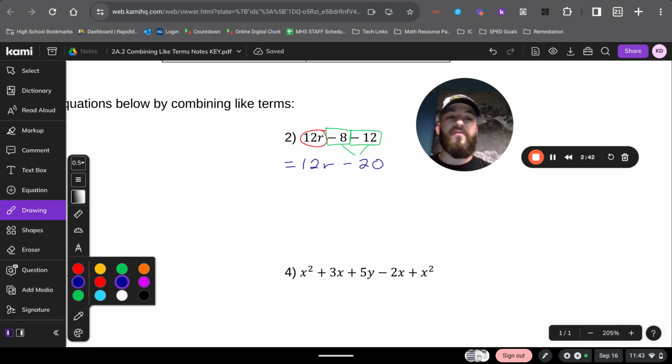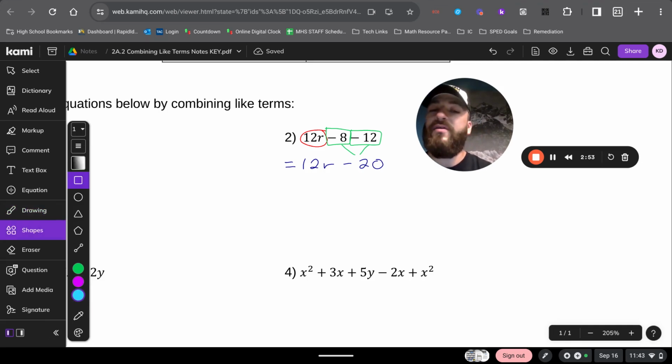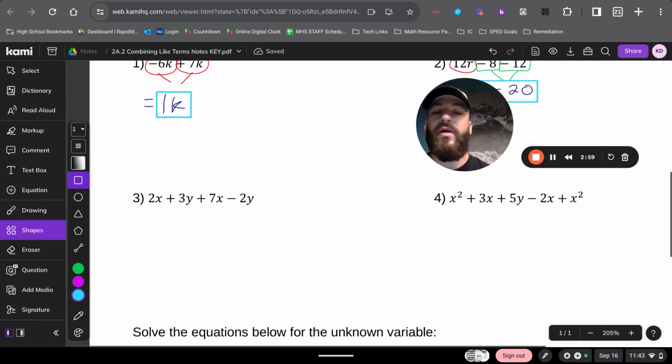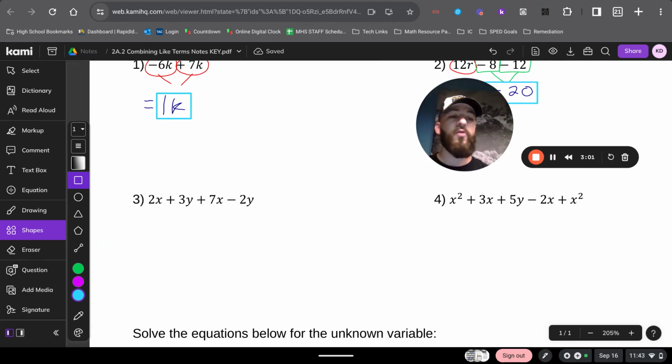So I'm always looking for like terms, for terms that are the same. -8 and -12 do not have that variable r, so they are the same kind of term, while 12r is the only term that has that r variable. These ones with only a couple terms can be relatively straightforward, but when we look at ones like number 3 and number 4, where we have multiple terms, that's where it can be a little bit more difficult, and we want to make sure that we're checking for all of them.